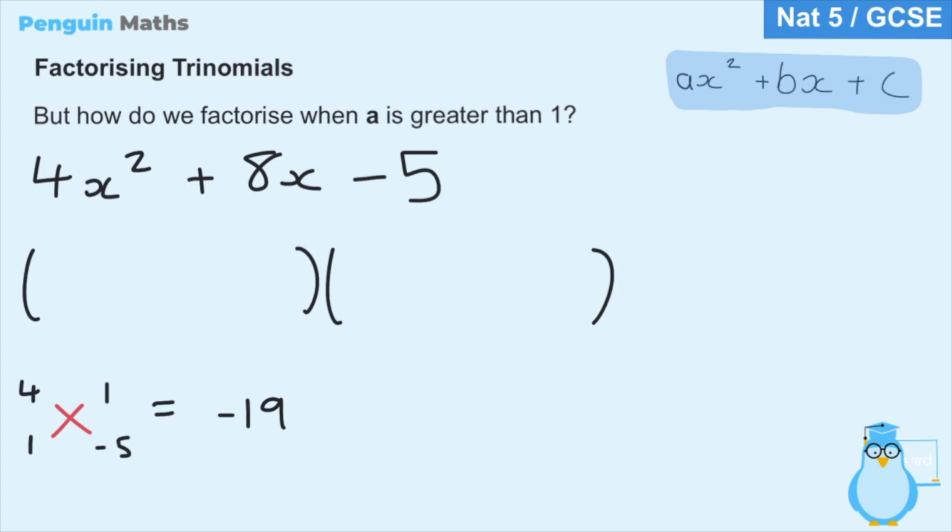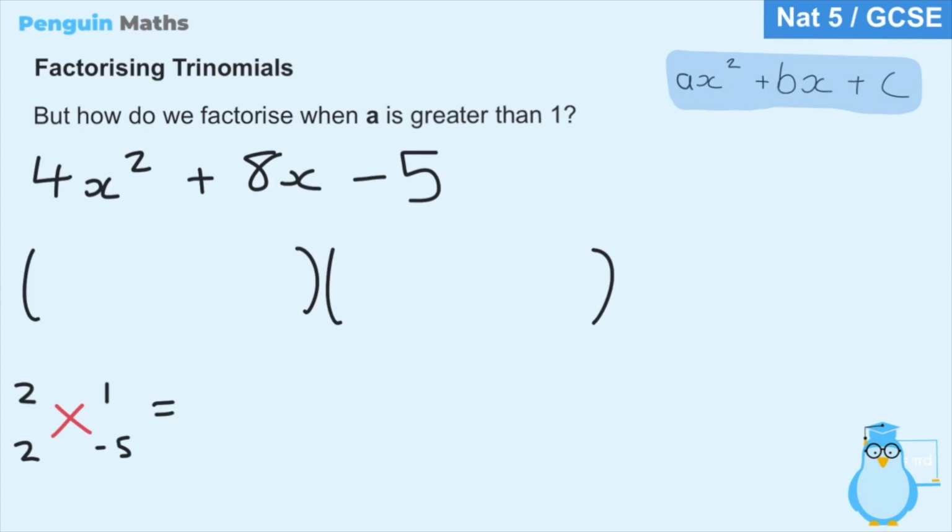And because none of these answers were 8 or anything like that, we know that the combination we have here is just not right. So the only way we can change it again is by using different numbers at the start, replacing 4 and 1 with 2 and 2.